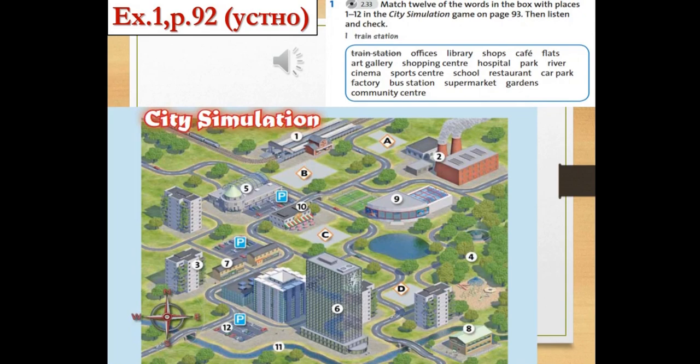Now, students, let's do exercise number 1. Match 12 of the words in the box with places from 1 to 12 in the city simulation game on page 93. Then listen and check. Number 1 is a train station.